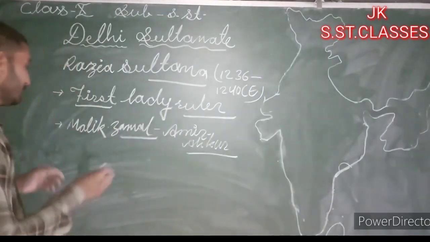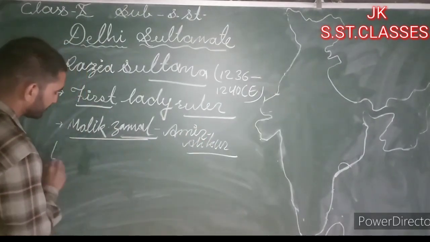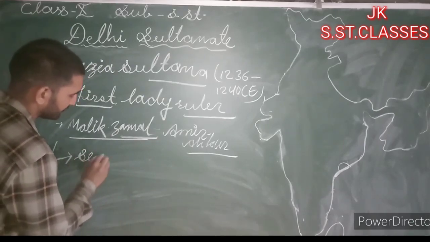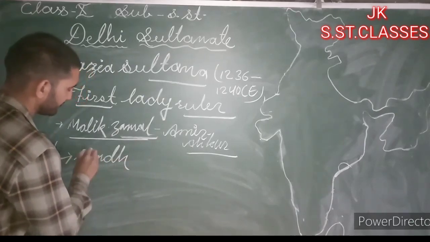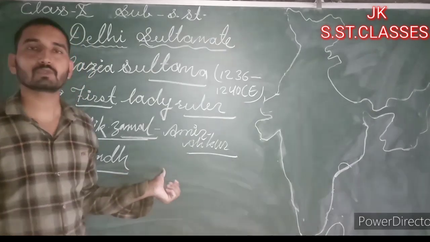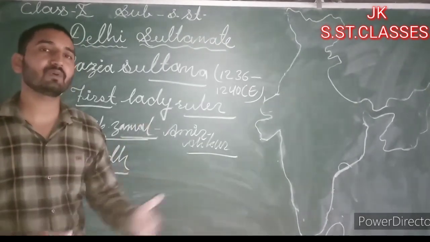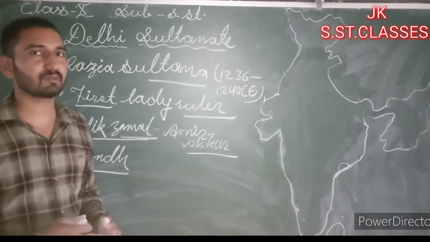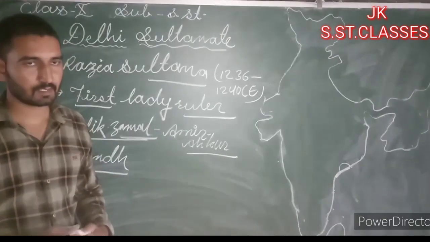So Malik Jamal went to the Sindh region to crush a revolt, and at the time of crushing this revolt he was assassinated by the Turkish armies.